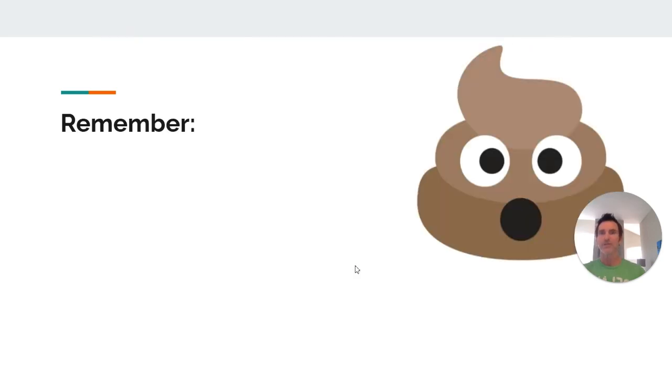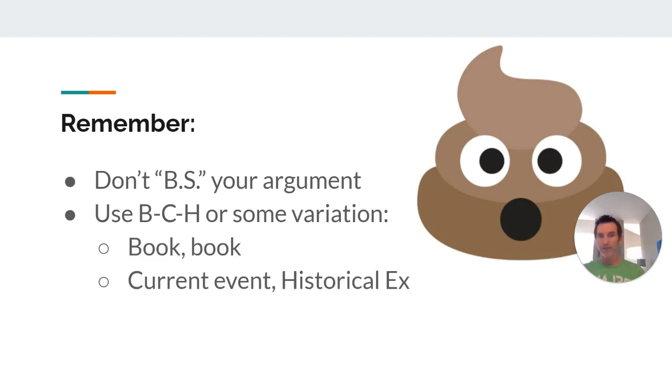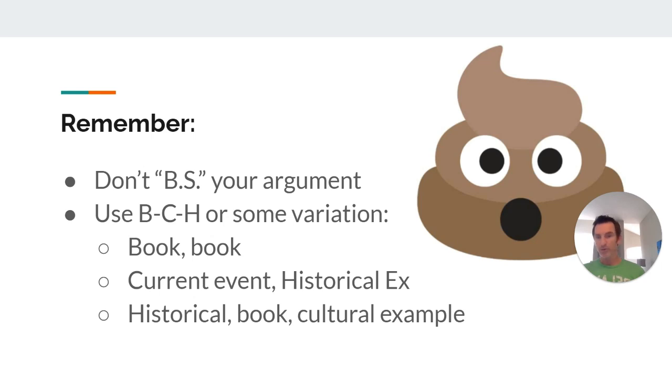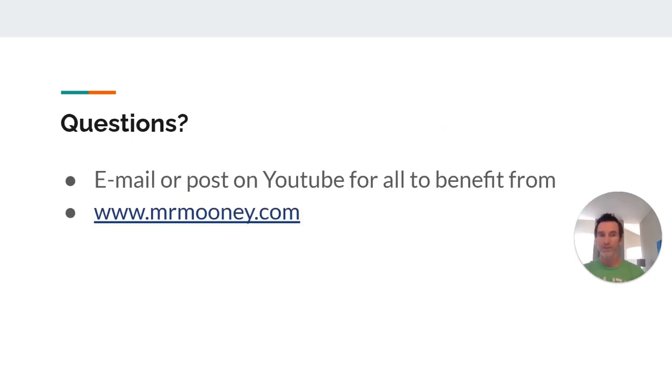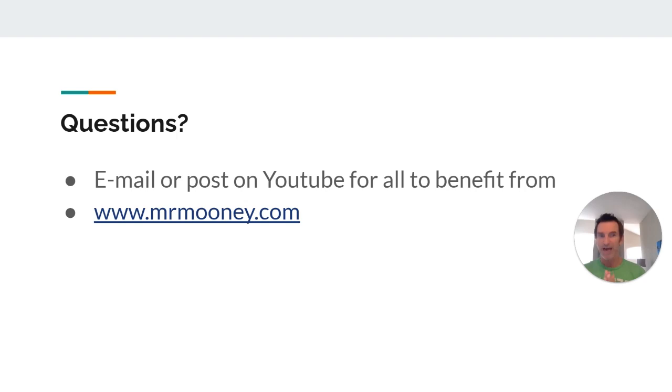That's the coveted one. Remember, don't BS your argument like I did in high school. Use BCH or some variation. It doesn't have to be a book, a current event, and a historical example. It could be a book, a current event, a historical example. It could be historical, book, cultural. It's up to you. I hope this is helpful. Good luck to you on your argument FRQ. It is the most challenging because you have to brainstorm your evidence. You can do it.